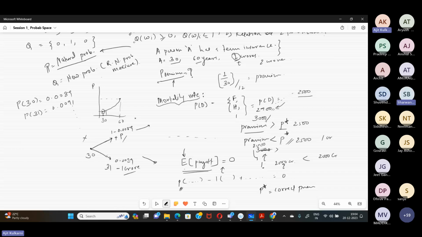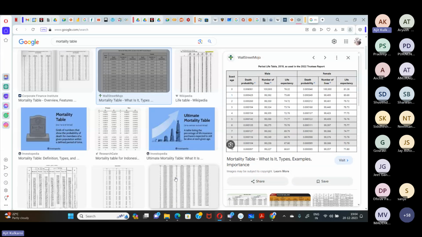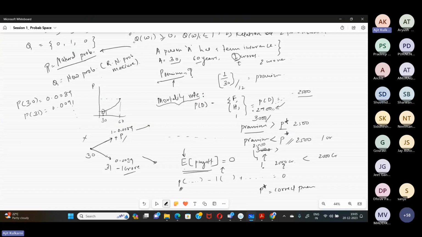But the point I was trying to make was that the very central thing on which all of these calculations are based is the mortality table, correct? And where do you get these probabilities from? These are probabilities which have been actually calculated: at this age, this country has these many people, and how many deaths were recorded at that age? So this is a frequentist approach, under the natural probability measure. I hope everyone gets this. This is very critical and will help us build things on. This is based on a natural probability measure.